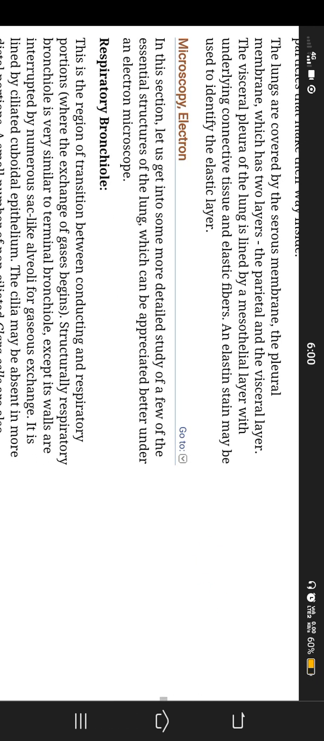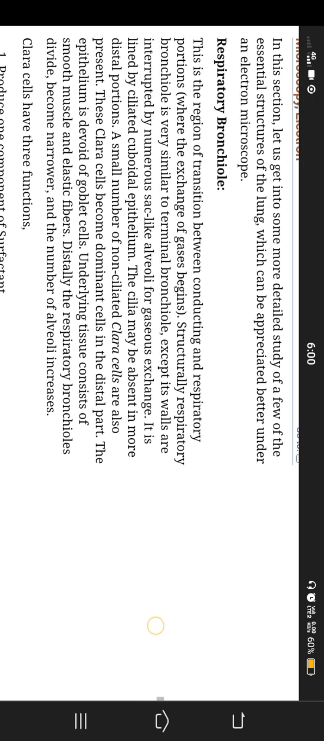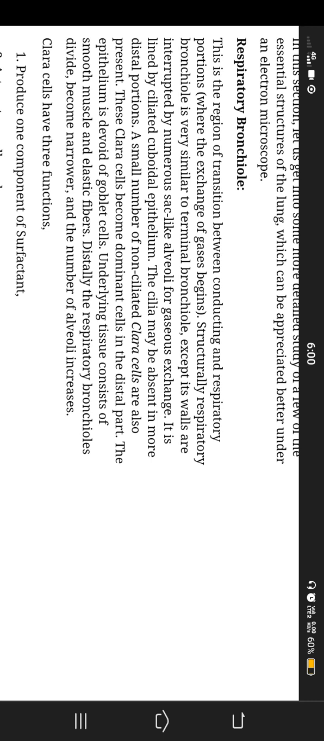Then electron microscopy. In this section, let us get into some more detailed study of a few of the essential structures of the lung, which can be appreciated better under the electron microscope, like the respiratory bronchiole. This is a region of transition between conducting and respiratory portions where the exchange of gases begins. Structurally, the respiratory bronchiole is very similar to the terminal bronchiole, except its walls are interrupted by numerous sac-like alveoli for gaseous exchange. It is lined by ciliated cuboidal epithelium.